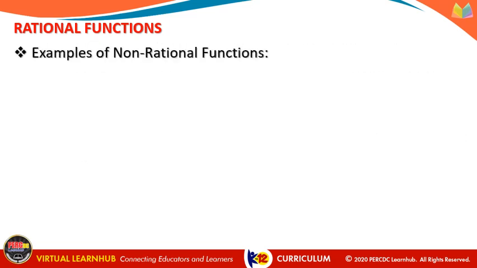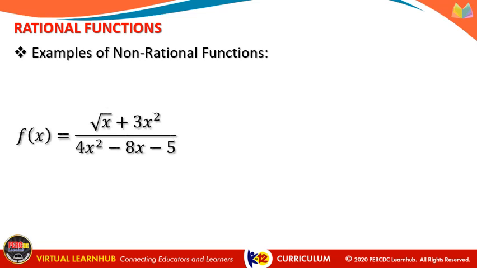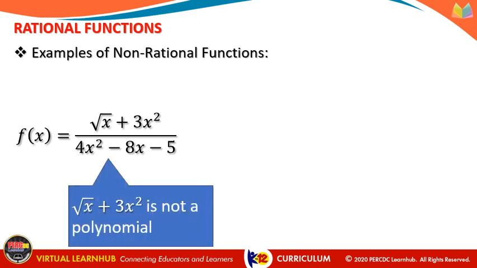Let's cite naman some examples of non-rational functions. So, tingin tayo ng ilang examples ng mga hindi rational function. Unahin natin itong f of x na ito. So, we have f of x equals square root of x plus 3x squared divided by 4x squared minus 8x minus 5. Now, this is not a rational function.